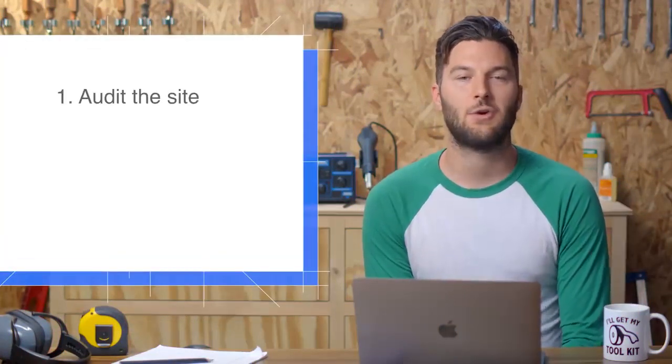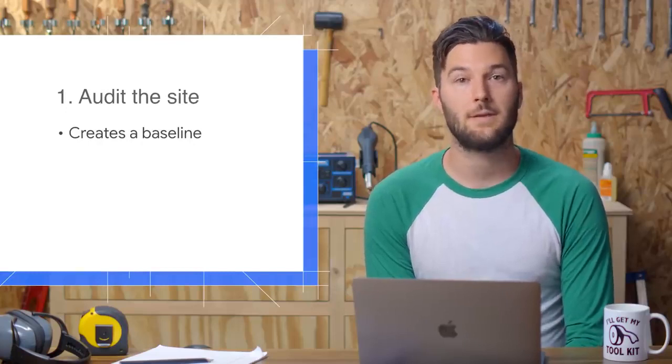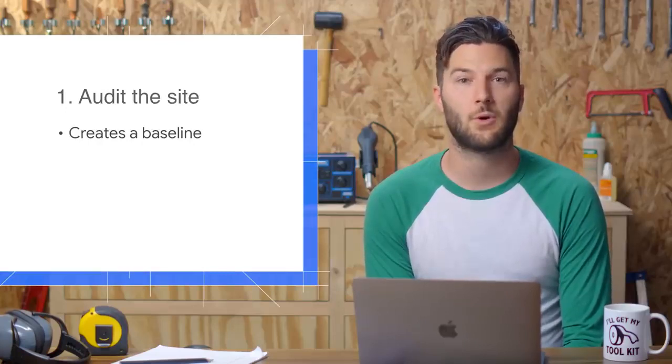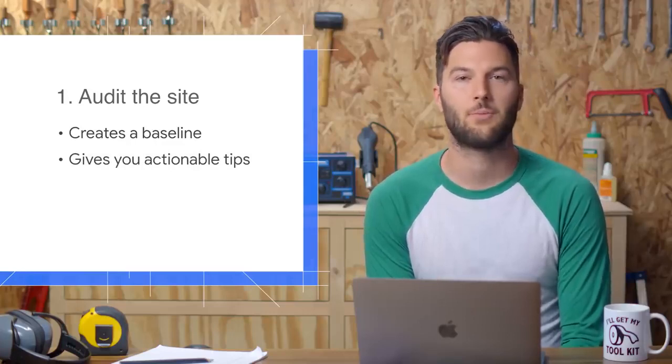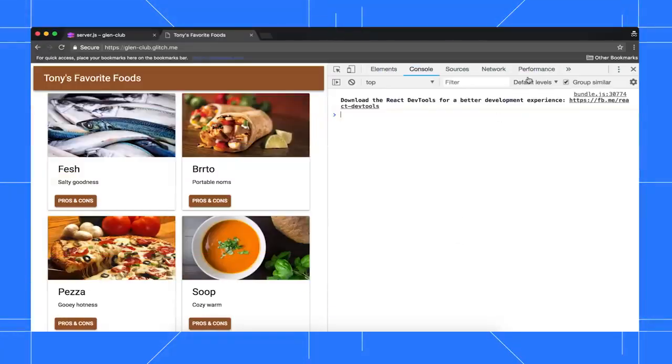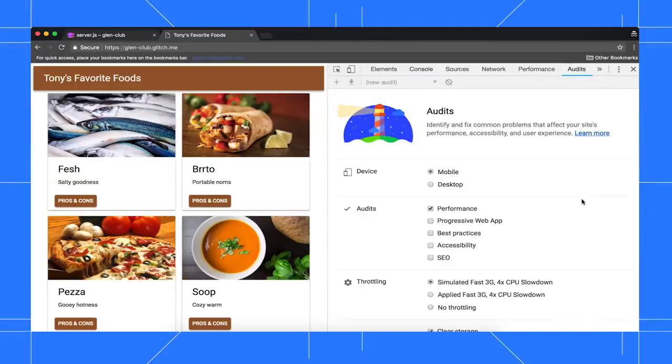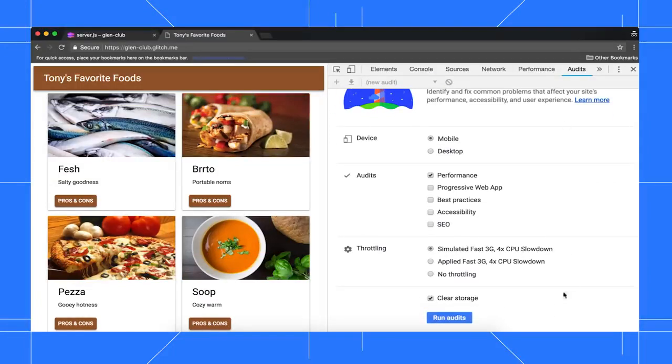Whenever you set out to improve a page's load performance, always start with an audit. The audit has two important functions. One, it creates a baseline to measure subsequent changes against, and two, it gives you actionable tips on how to improve. Open the Audits panel and you see a set of config options. Update yours to match what you see here.